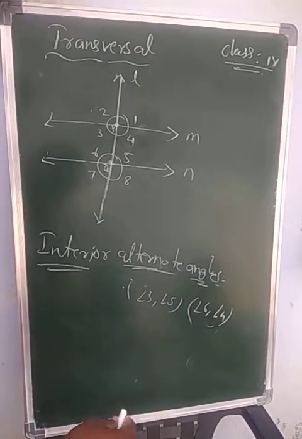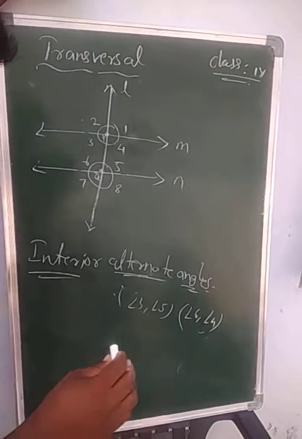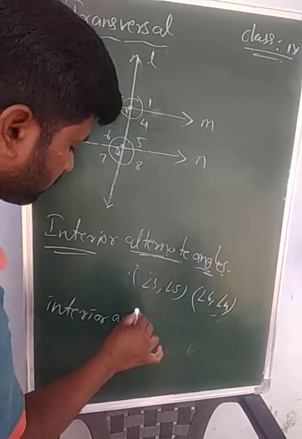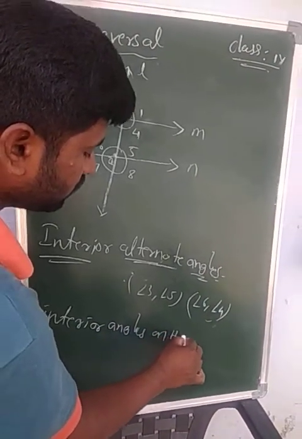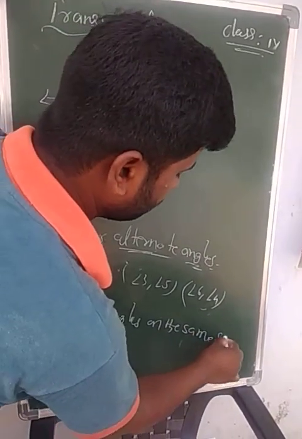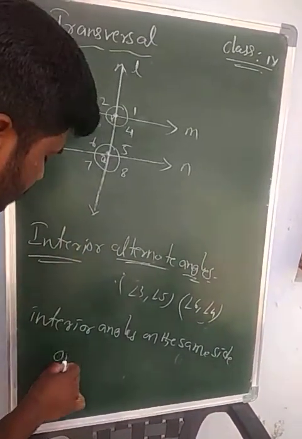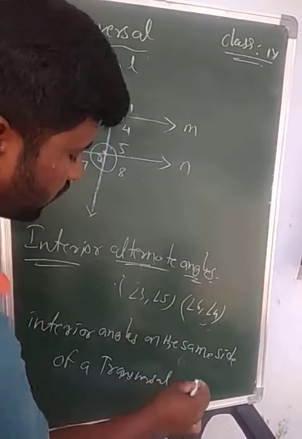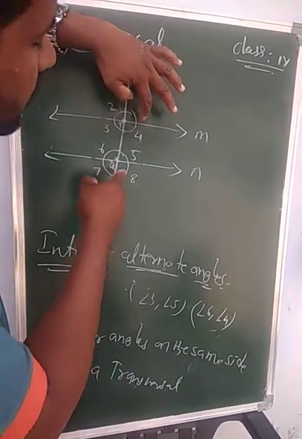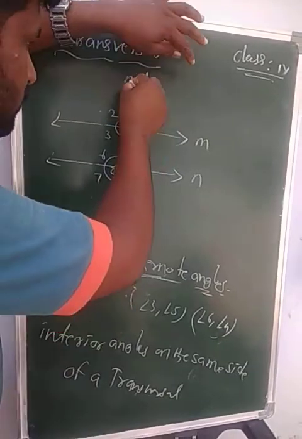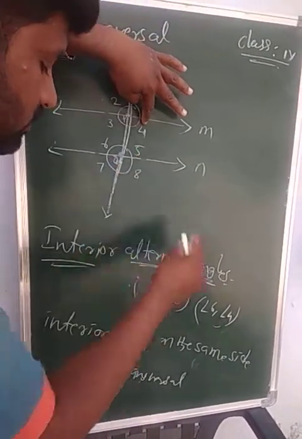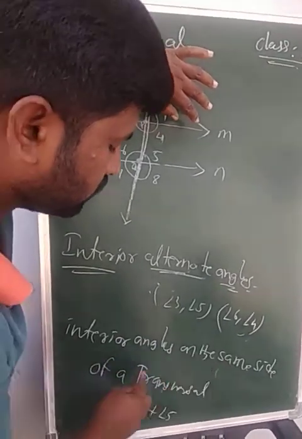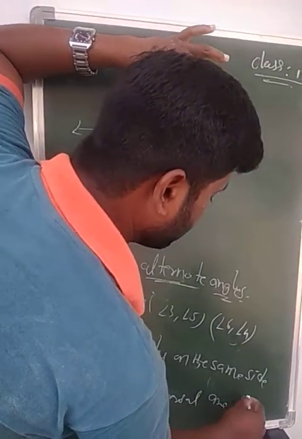Next, interior angles on the same side of a transversal. So what are they? Interior angles are 4, 5, but on the same side of a transversal means this only. Now you can write angle 4 plus angle 5. Interior angles on the same side of a transversal are supplementary.